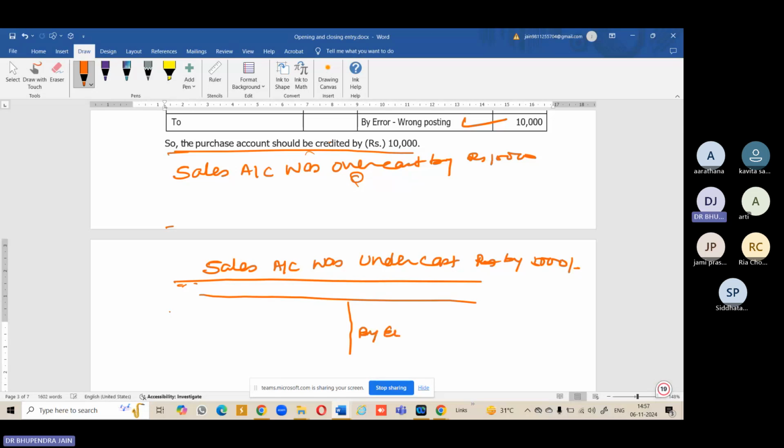What will we write, beta? By error, wrong posting, and difference is 5,000. Because we have increased the sales worth rupees 5,000 in the sales balance credit and the purchase balance debit. If the purchase is undercast, then we have to increase the balance of purchase. So we will add to the purchase account, whatever amount is given.